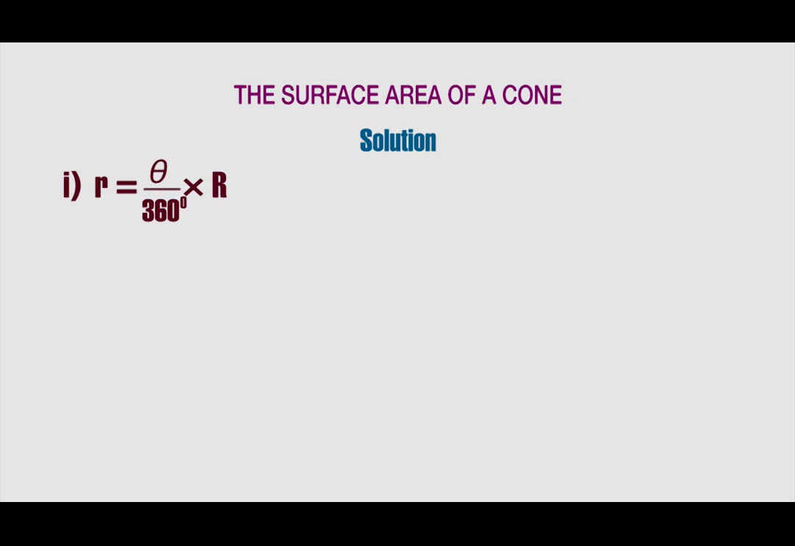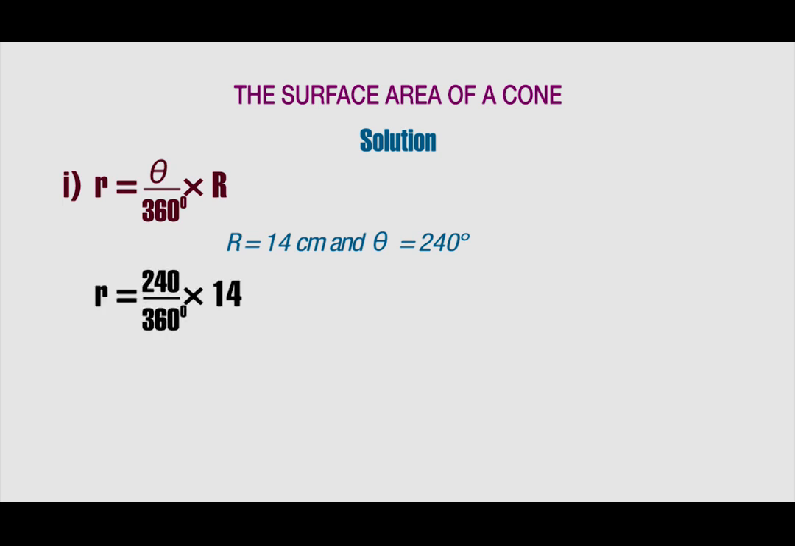Now, from our question, our big R is equal to 14 centimeters and our theta is equal to 240 degrees. If we make the appropriate substitutions, then our small r is equal to 240 degrees divided by 360 degrees multiplied by 14. And that will simplify to r equals 9.33 centimeters. Let's look at the second question.